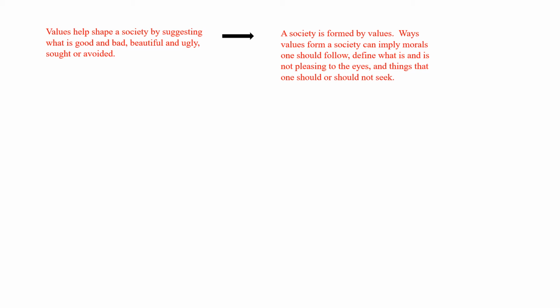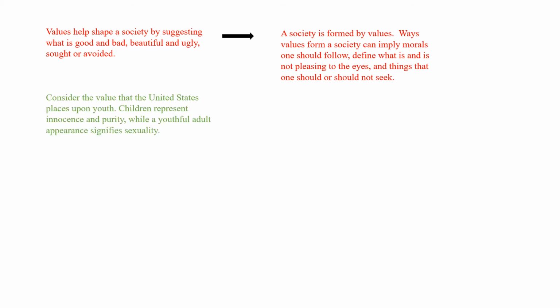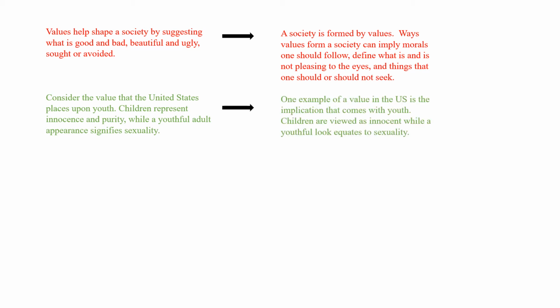Let's look at another chunk in the paragraph. Consider the value that the United States places upon youth. Children represent innocence and purity, while a youthful adult appearance signifies sexuality. How did I paraphrase this chunk? Well, I put down one example of a value in the U.S. is the implication that comes with youth. Children are viewed as innocent, while a youthful look equates to sexuality.